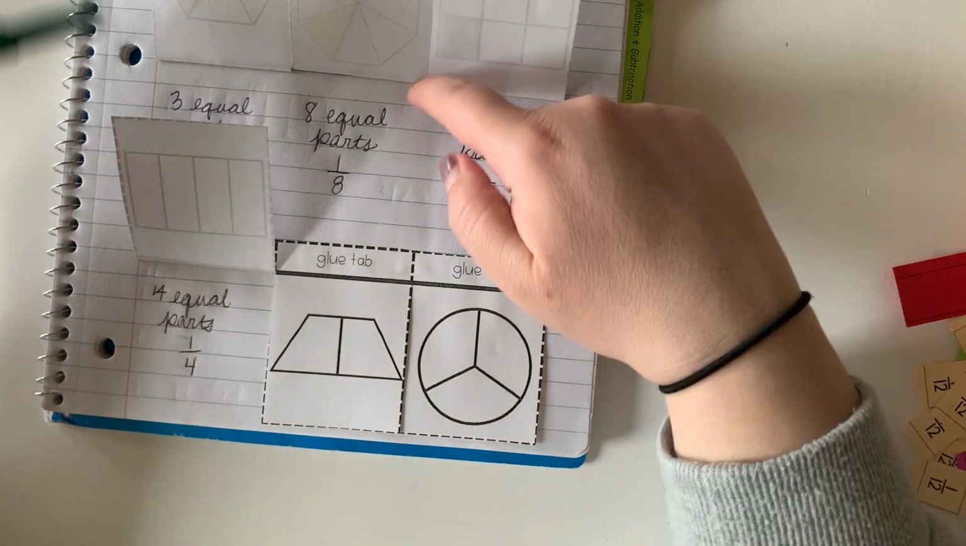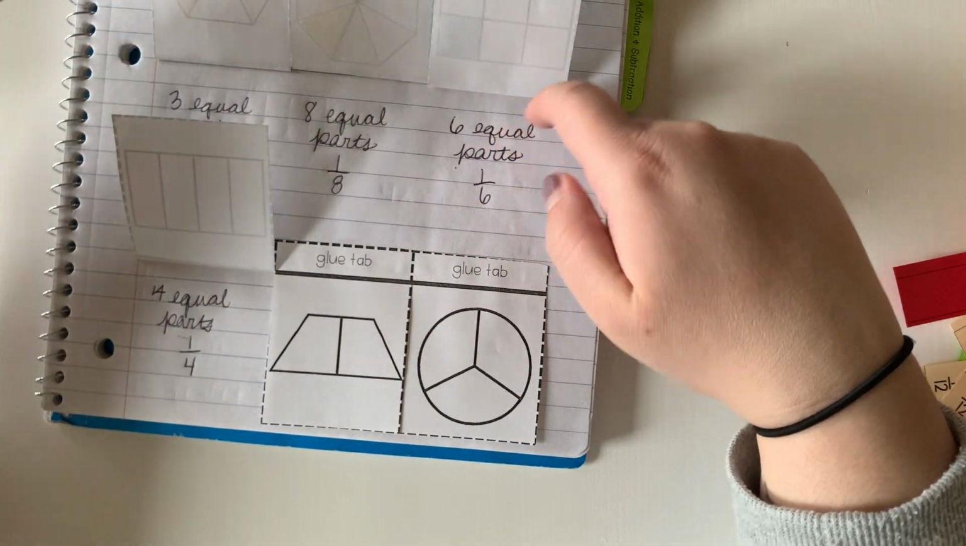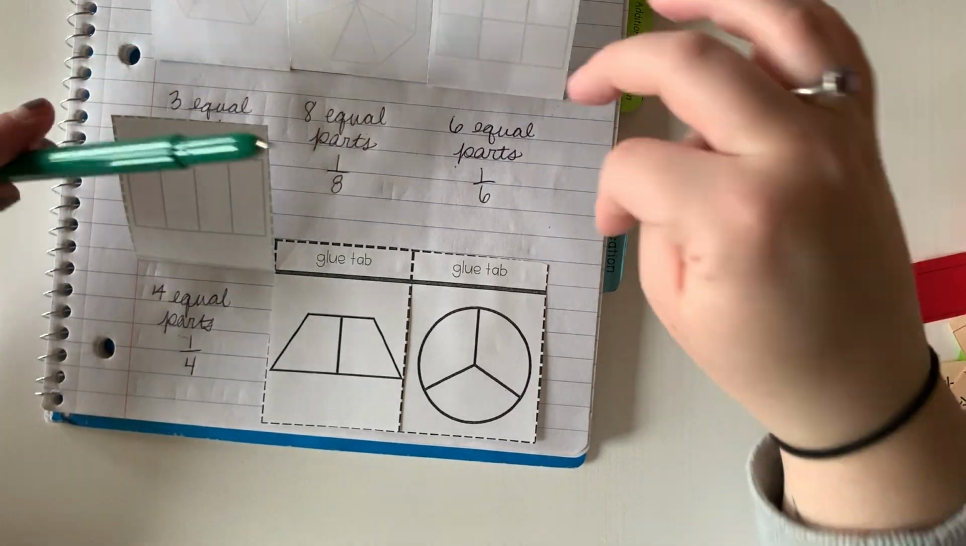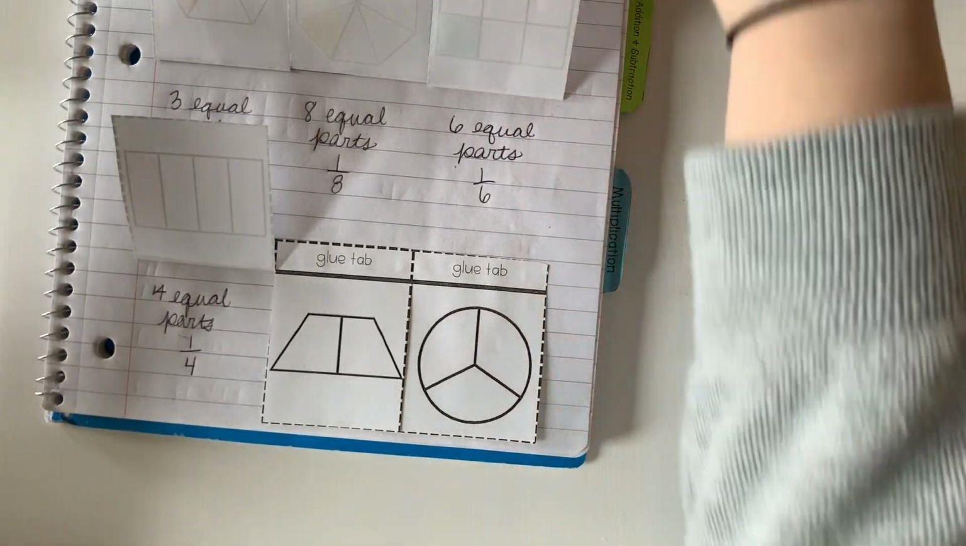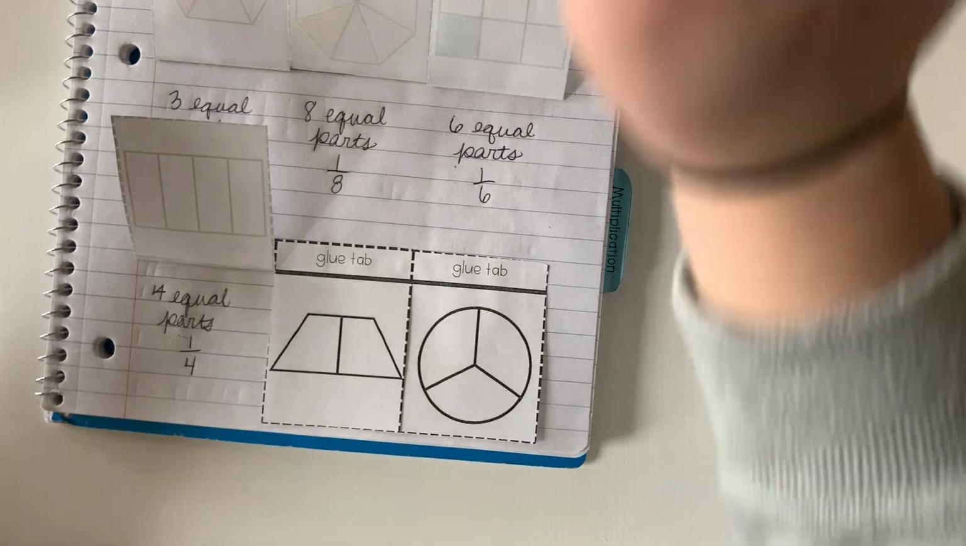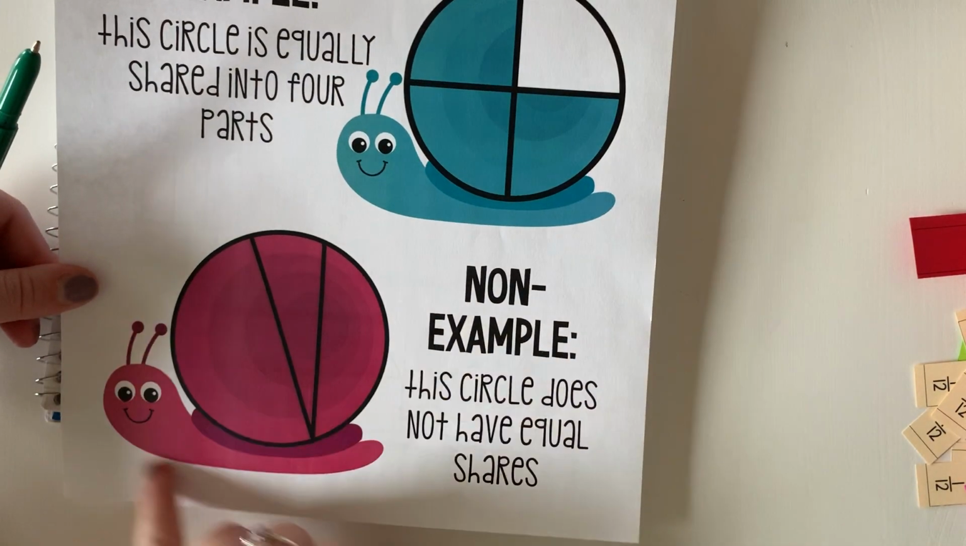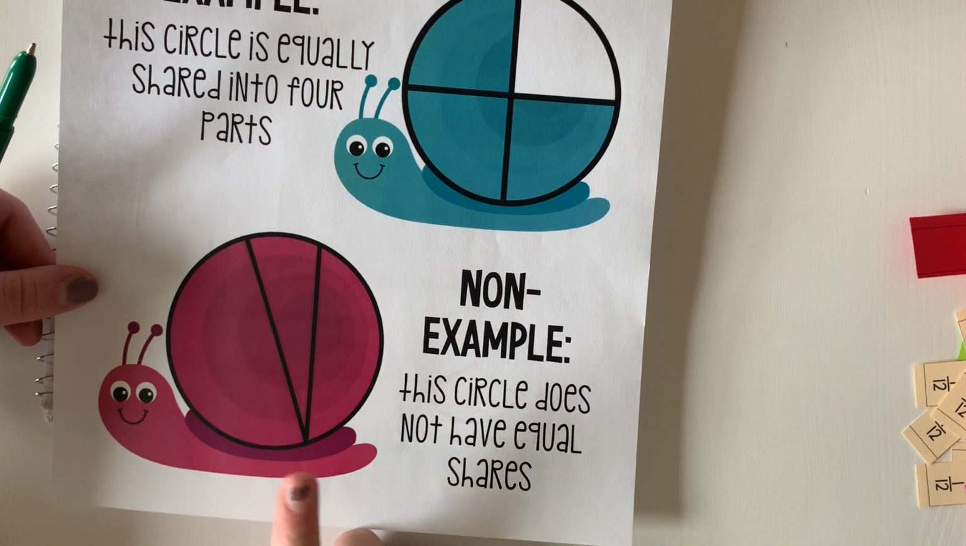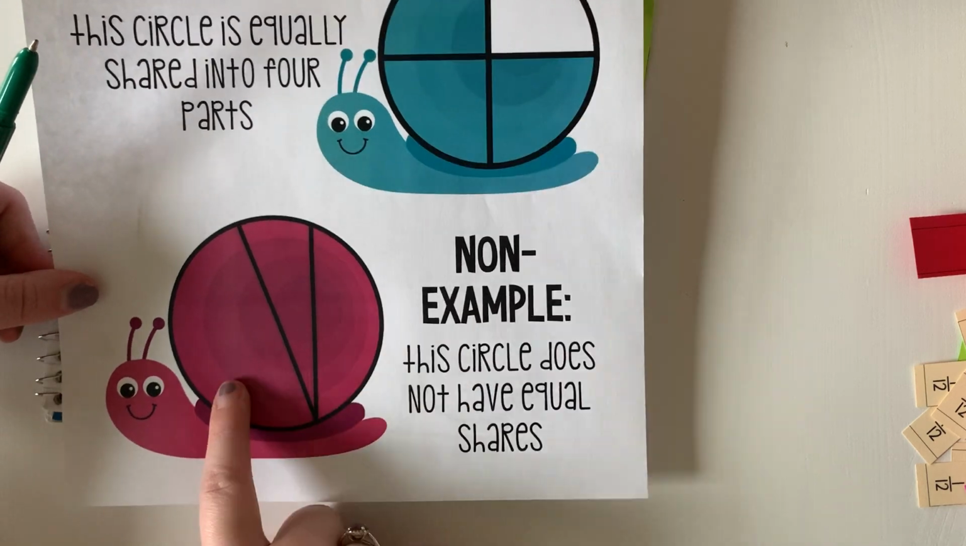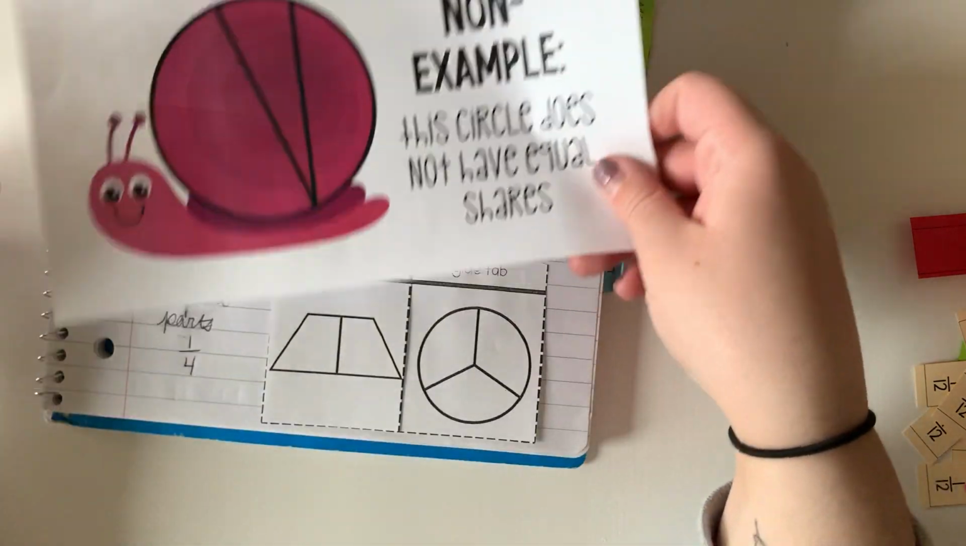Now, I know it seems silly, but we're writing equal for each of them because it is only a fraction if it's equal parts. Think about this page where this one is not an equal fraction because each part is not the same size.